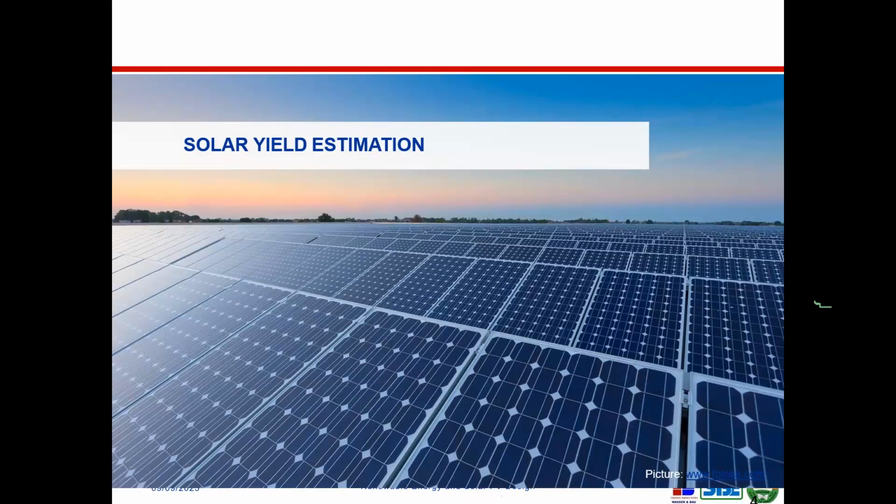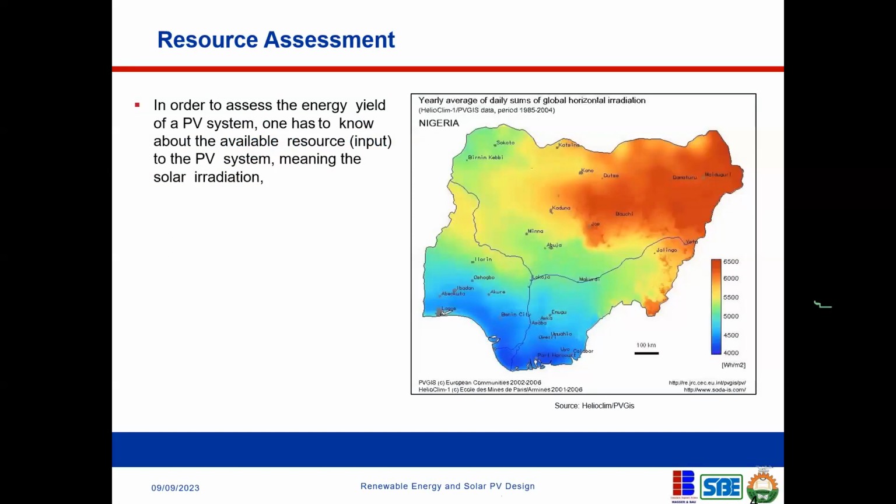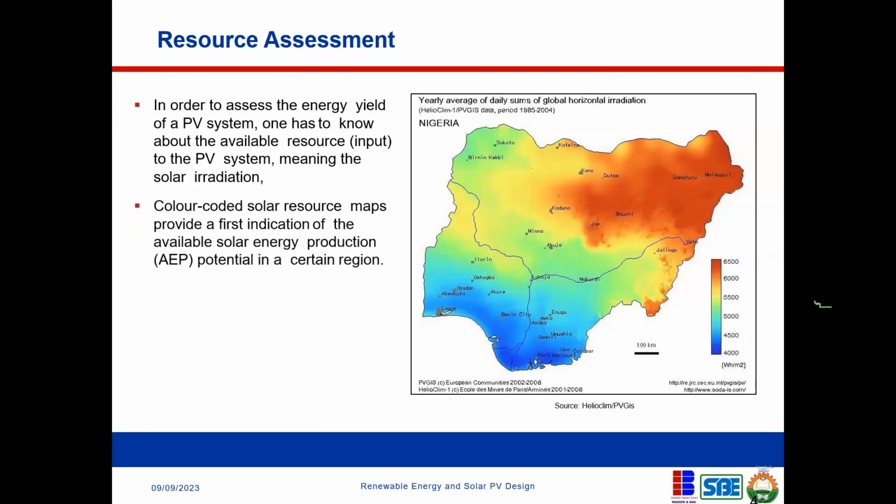So let us look at the solar yield estimation. How do you estimate the energy that will come out from your PV system? In order to assess the energy yield of a PV system, one has to know about the available resource input. The available resource input is basically solar radiation. So you may need to have a solar radiation map of Nigeria, or wherever location you want to do your installation, and then see how the sun intensity of the area is.